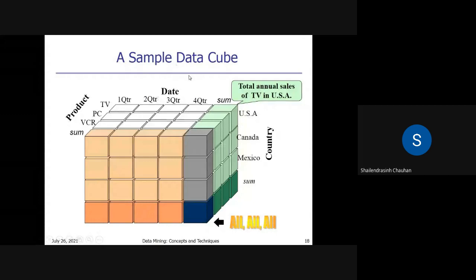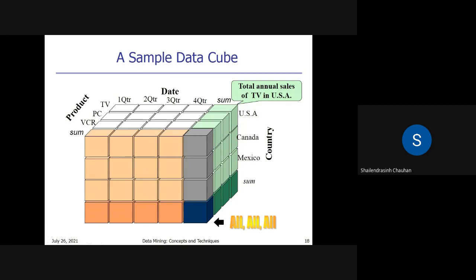Here we have the date, here we have products, and here we have country. Let us say in products we have TV, PC, and VCR. Then in date we are representing the time in quarters: first quarter, second quarter, third quarter, fourth quarter, and sum. What this sum is, we'll discuss later. For country, this is USA, this is Canada, this is Mexico.